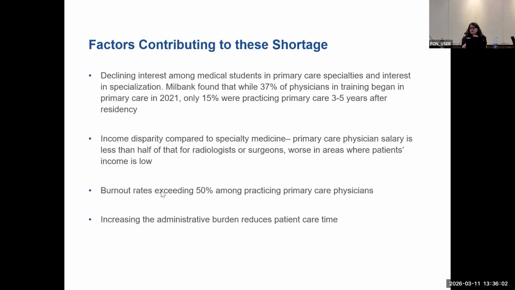Also, burnout is very high among physicians. Some studies say that up to 50%. Can you please mute? I'm hearing it from you. Yes? Okay, good. Thank you.